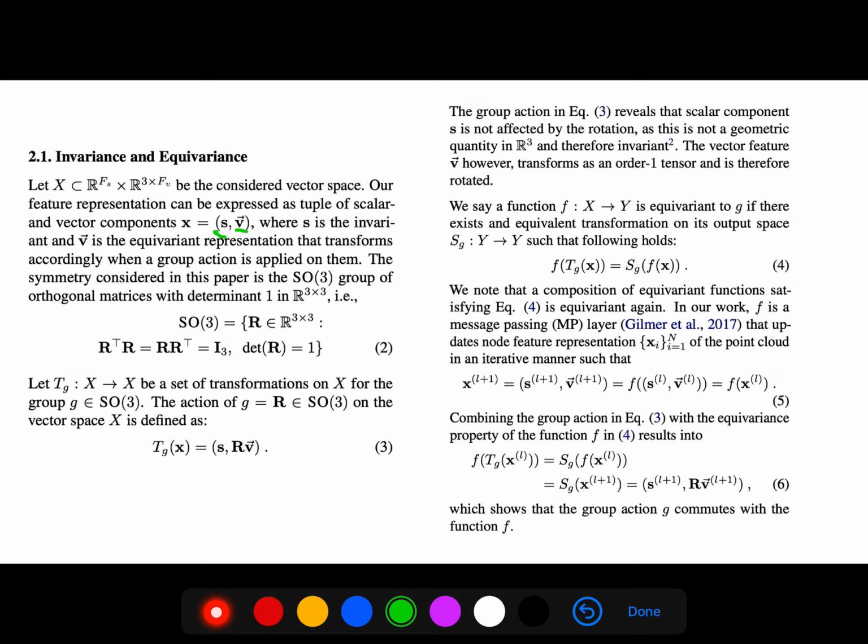The group action here reveals that the scalar component is not affected by the rotation, as this is not a geometric quantity and therefore invariant. The vector feature, however, transforms as an order one tensor and is therefore rotated.